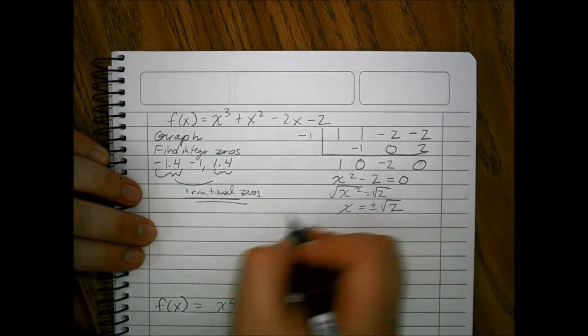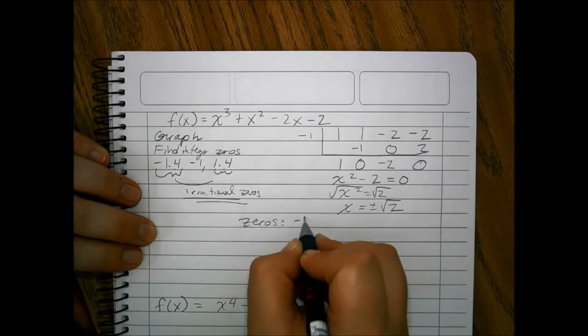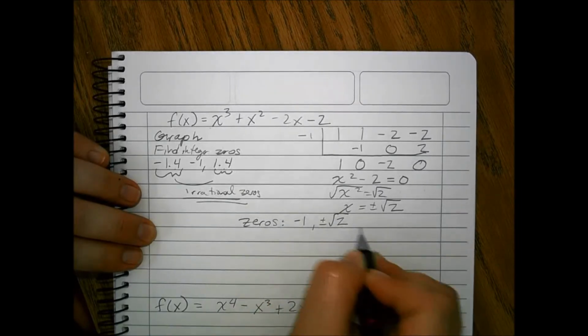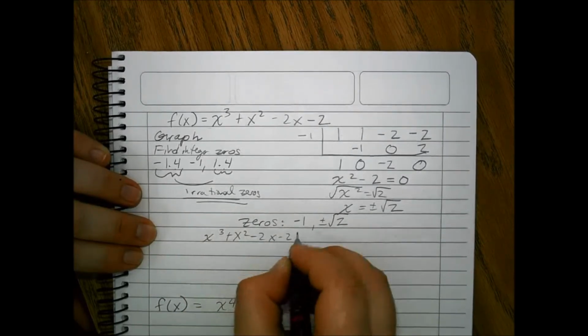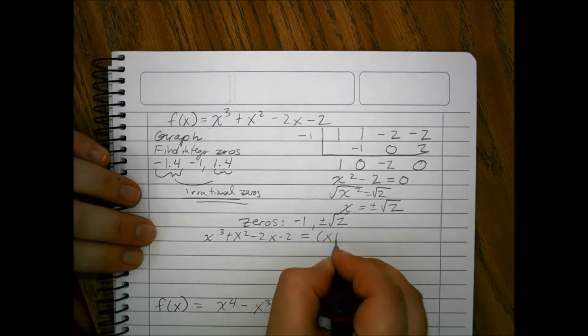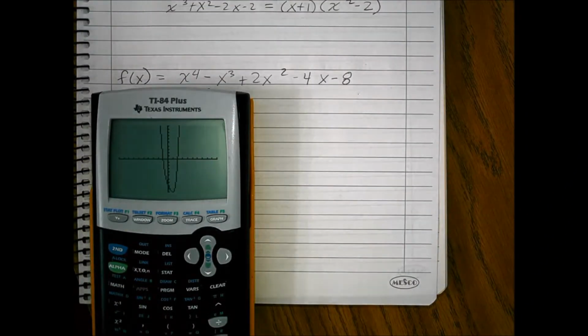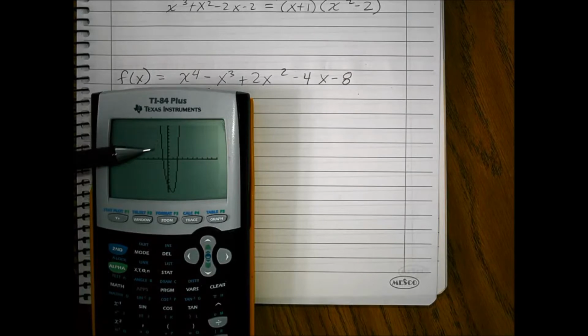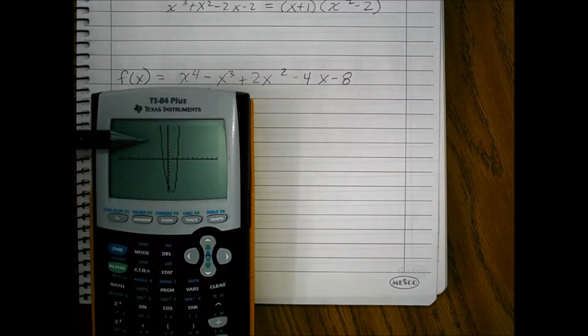Therefore, our zeros are negative 1, plus or minus the square root of 2, and our factors, or x cubed plus x squared minus 2x minus 2, is also equal to x plus 1 and x squared minus 2. For this polynomial, when it's graphed, we can see that it isn't quite symmetric. In fact, when we look at it, it has 2 real zeros, but it's a 4th degree. And the 4th degree with 2 real zeros means that there's actually 2 imaginary zeros.